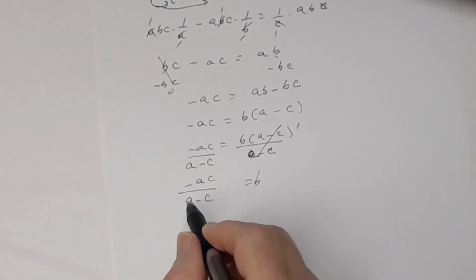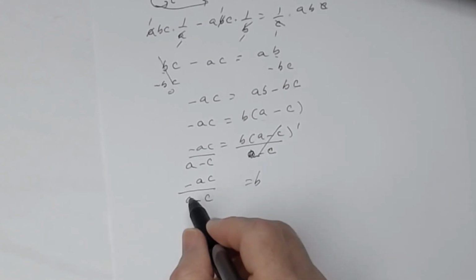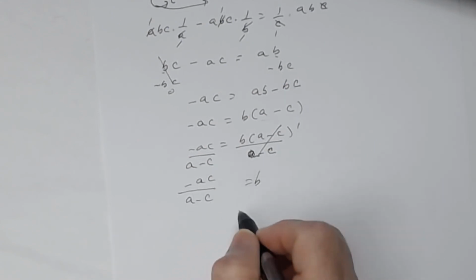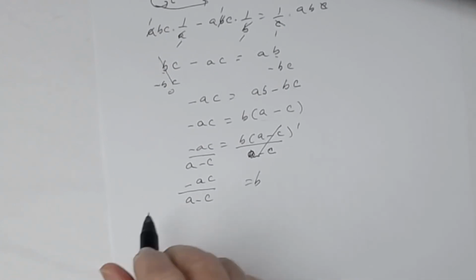See, a is not a factor. The a minus c is a factor. So if you had an a minus c up here and an a minus c, then you could factor, but you cannot do that here.